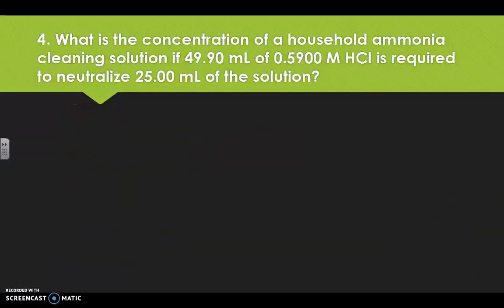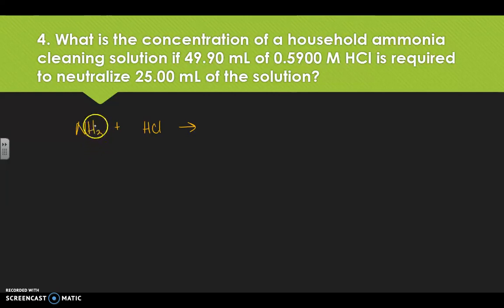What is the concentration of household ammonia cleaning solution if 49.90 milliliters of a 0.59 molar HCl is required to neutralize this solution? So ammonia, NH3 plus HCl. You okay? All right, and so now we've got to figure out what our products will be. Now, the nice thing about an acid-base solution or an acid-base titration is you don't really have to form your actual products over here. So we can take these and change them into our conjugate acids and conjugate bases.